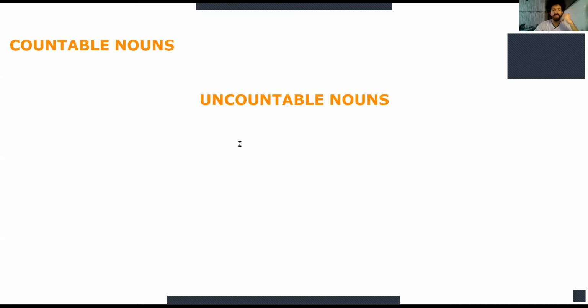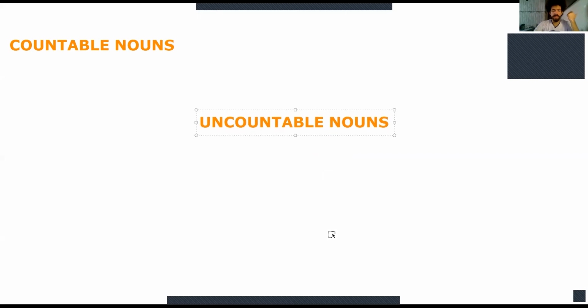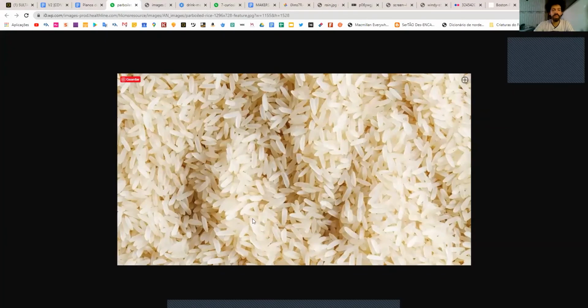So the uncountable nouns normally are grains, liquids, dough. We'll see all of that in the uncountable nouns. Of course, when we started saying grains, liquids, or dough, you may already have thought about some examples. But I brought, as we did in the countable nouns, some examples for us to understand better what we can say about uncountable nouns. First example is the rice.